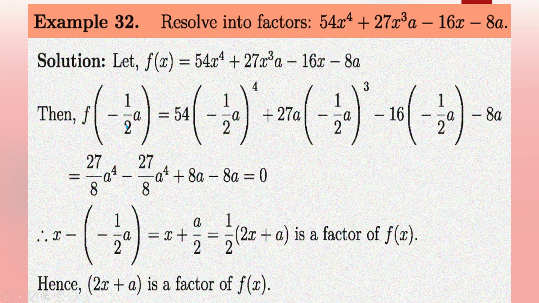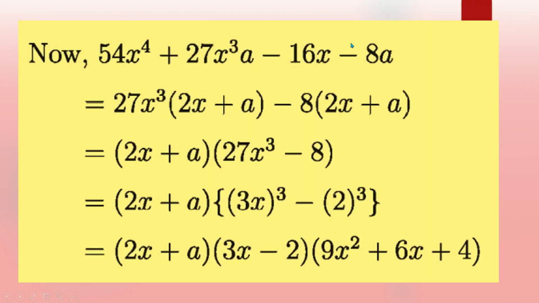So x minus this is a factor, that means x plus a by 2. When we take half common, here will be 2x and here will be only a. That means half into 2x plus a is a factor of f of x. So 2x plus a is also a factor of f of x. We can take it, no problem. So this is the given condition.